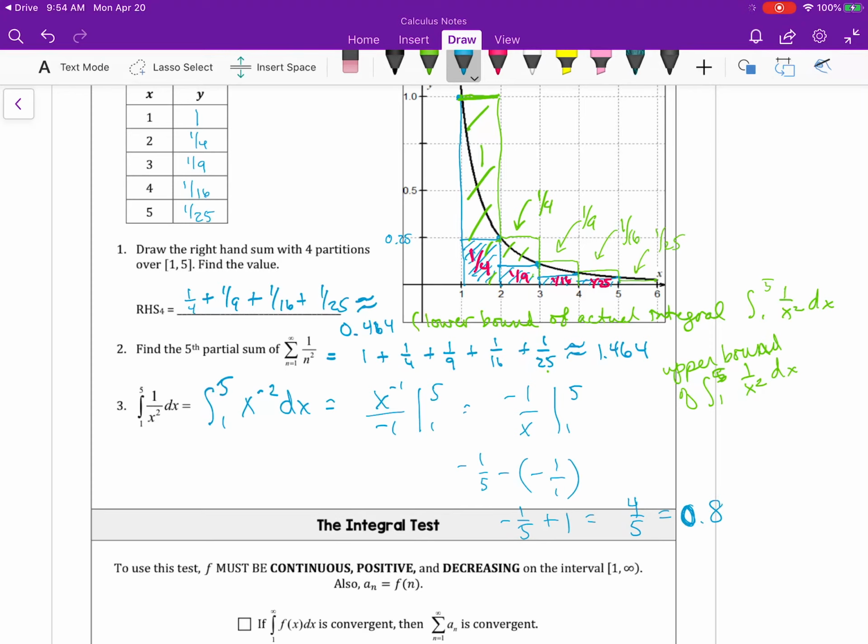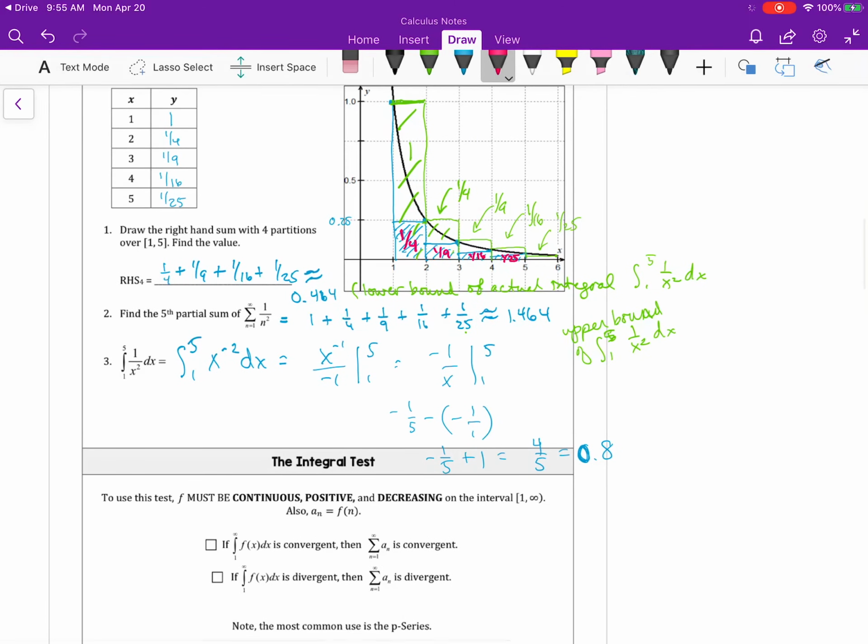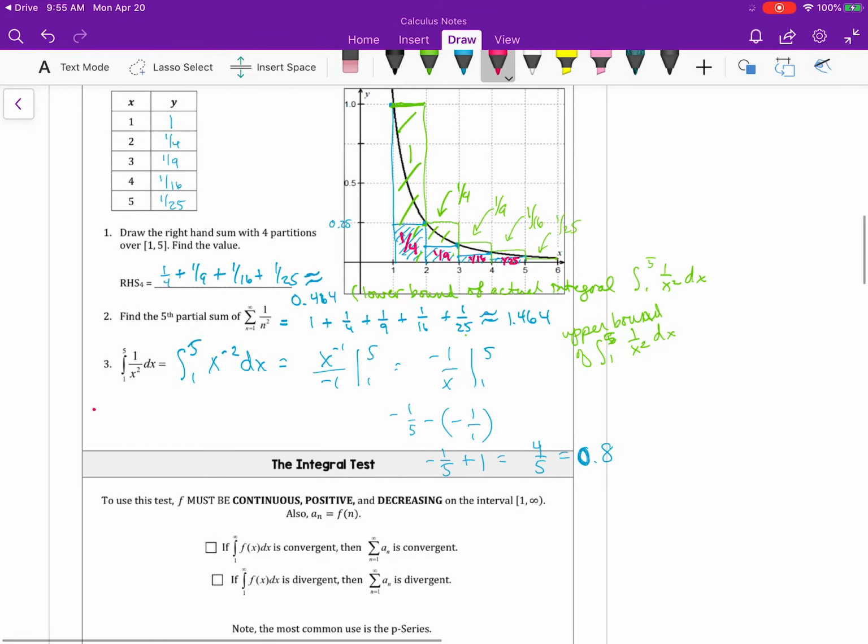I'm just showing you that we're using a smaller situation where your RRAM ended up being your lower bound because it's a decreasing function. So it was your underestimate, your LRAM was your overestimate, and your actual area ended up being somewhere in between. So now let's think about this, okay? Let's think about something else here.